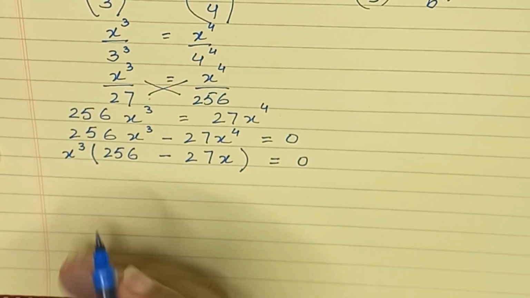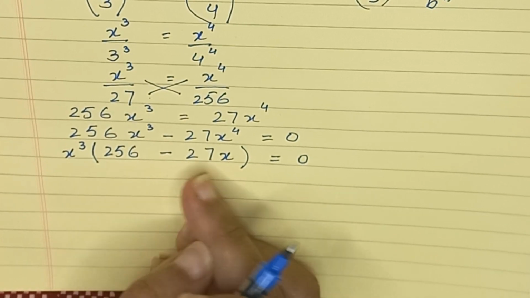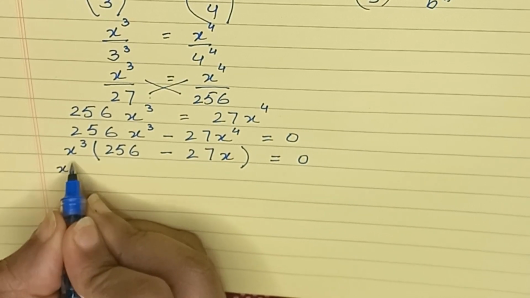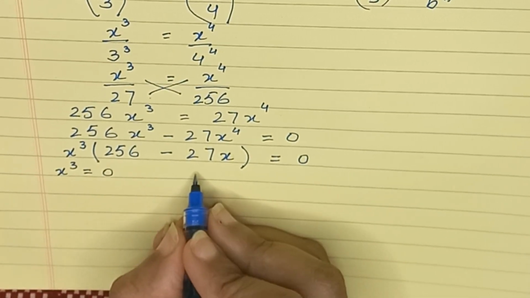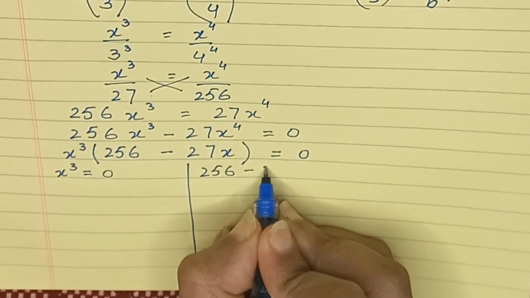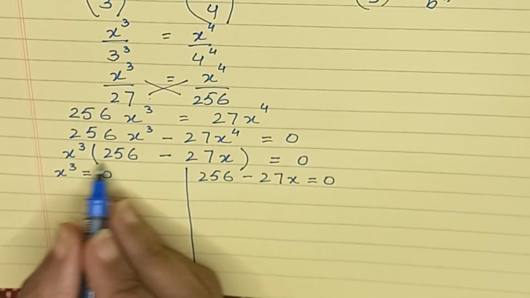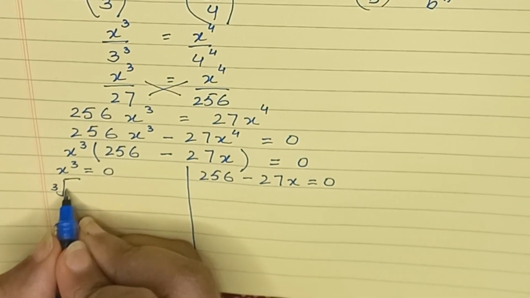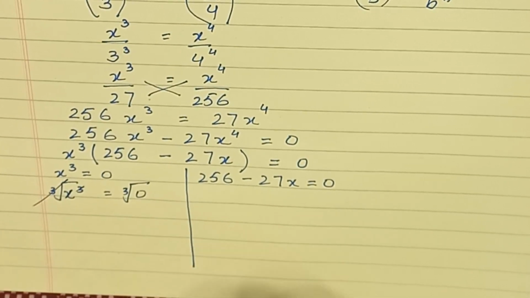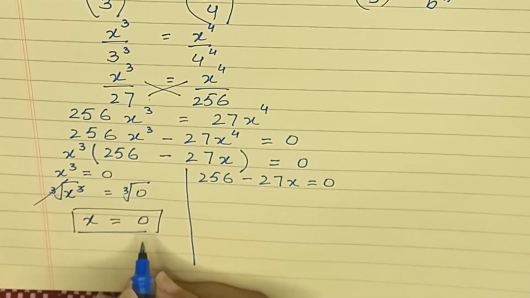So from here we have two factors, one is x cube and the second one is 256 minus 27x, which are equal to 0. So from here x cube is equal to 0 and also 256 minus 27x is equal to 0. Taking cube root on both sides, cube and cube root will be cancelled out and cube root of 0 is 0. So x is equal to 0 from here.